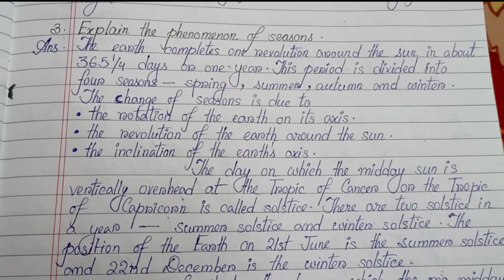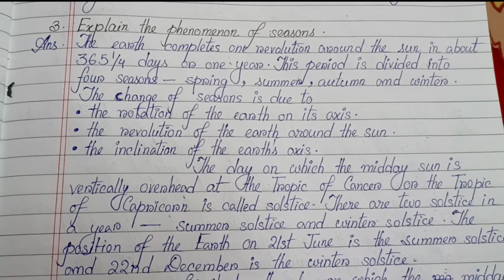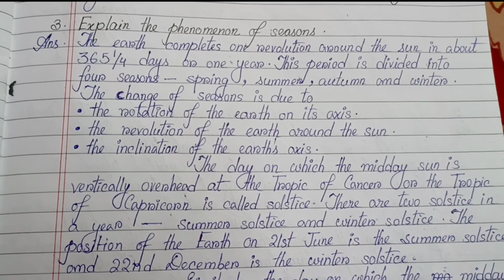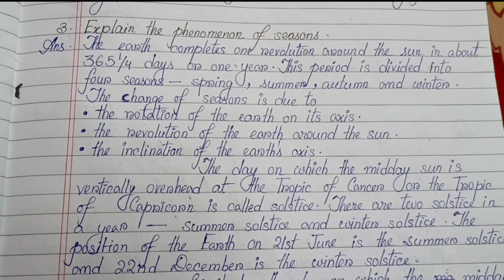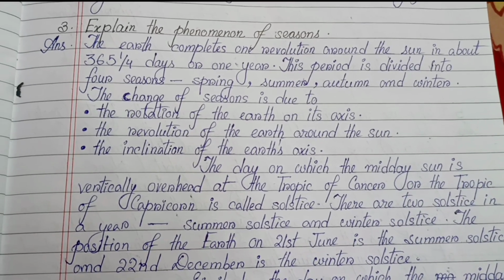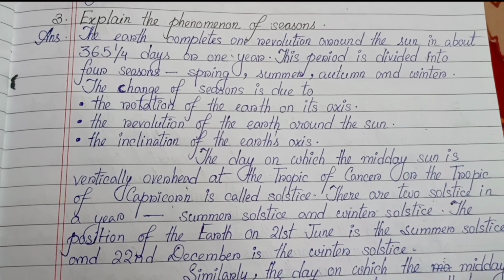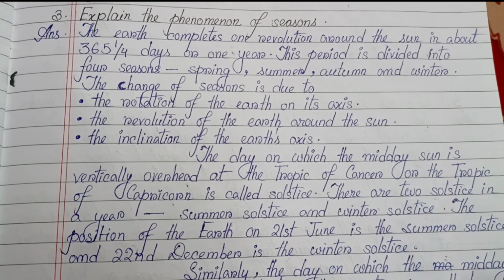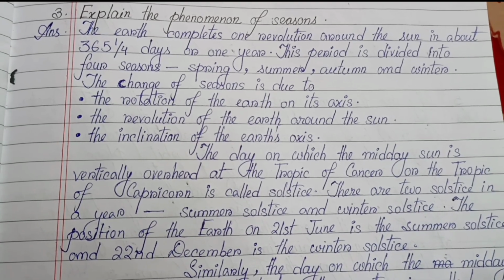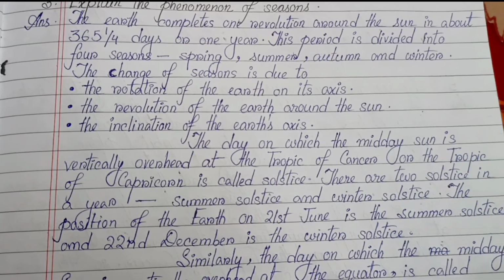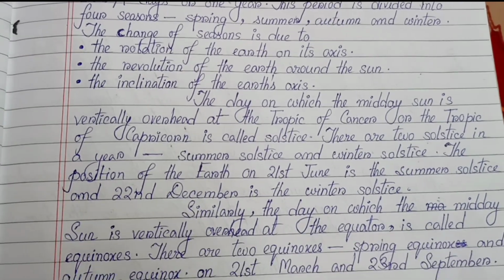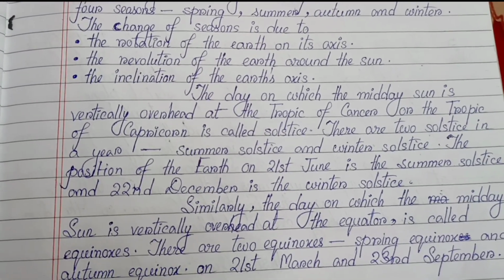Number 3, explain the phenomena of the seasons. The earth completes one revolution around the sun in about 365 1/4 days or 1 year. This period is divided into 4 seasons: spring, summer, autumn and winter. The change of seasons is due to the rotation of the earth on its axis, the revolution of the earth around the sun, and the inclination of the earth's axis.